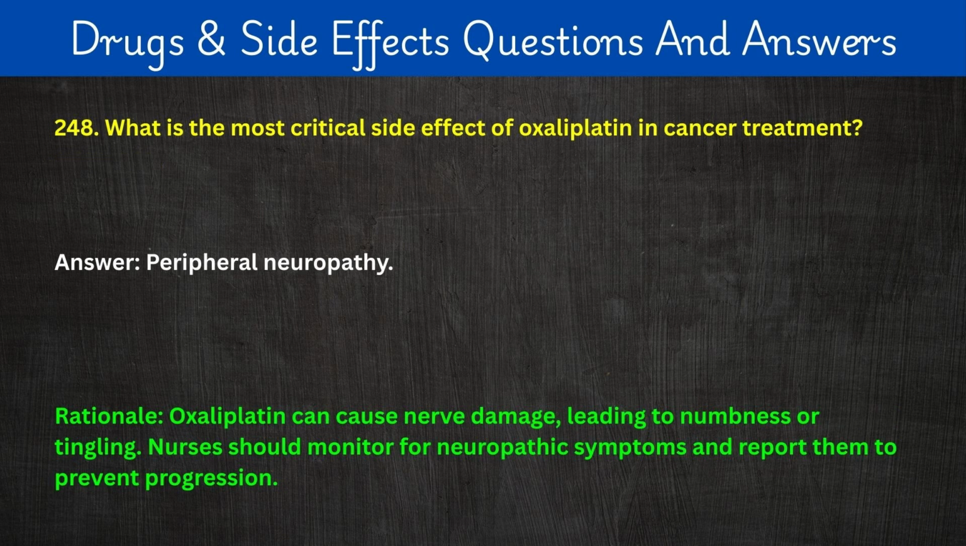248. What is the most critical side effect of oxaliplatin in cancer treatment? Answer: peripheral neuropathy. Rationale: oxaliplatin can cause nerve damage, leading to numbness or tingling. Nurses should monitor for neuropathic symptoms and report them to prevent progression.